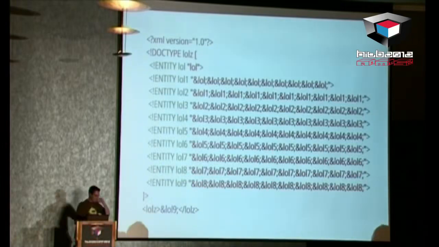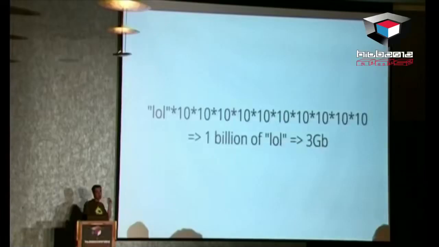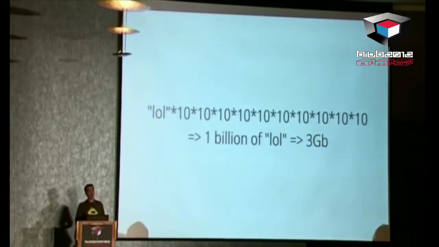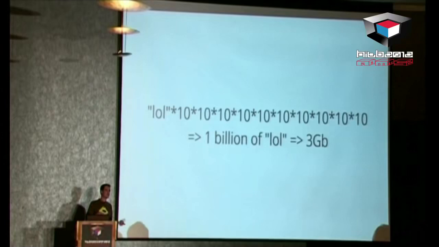So you have something like in-memory expansion of the variable. And if we do some quick math, we will get 1 billion lol strings, which is 3 gigabytes, which could be enough to slow down the server and detect that the DTD is effectively processed by the Wikimedia application.